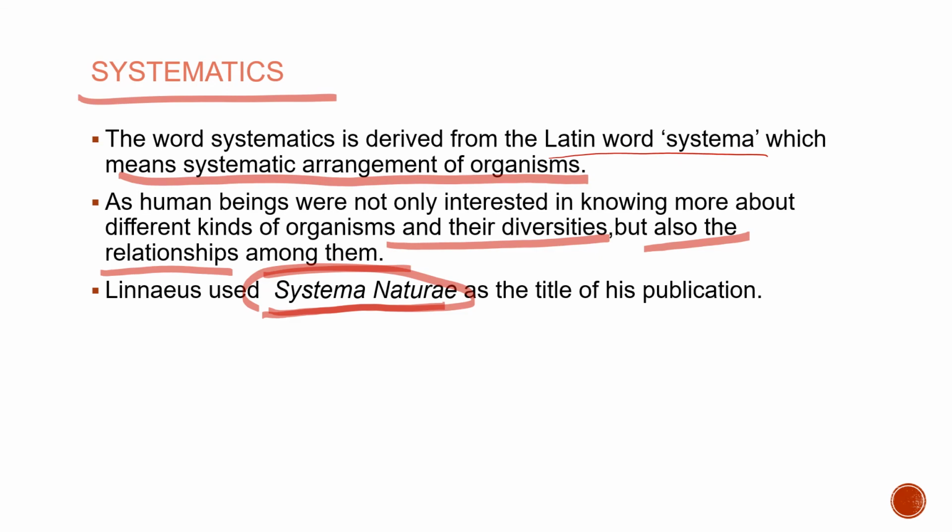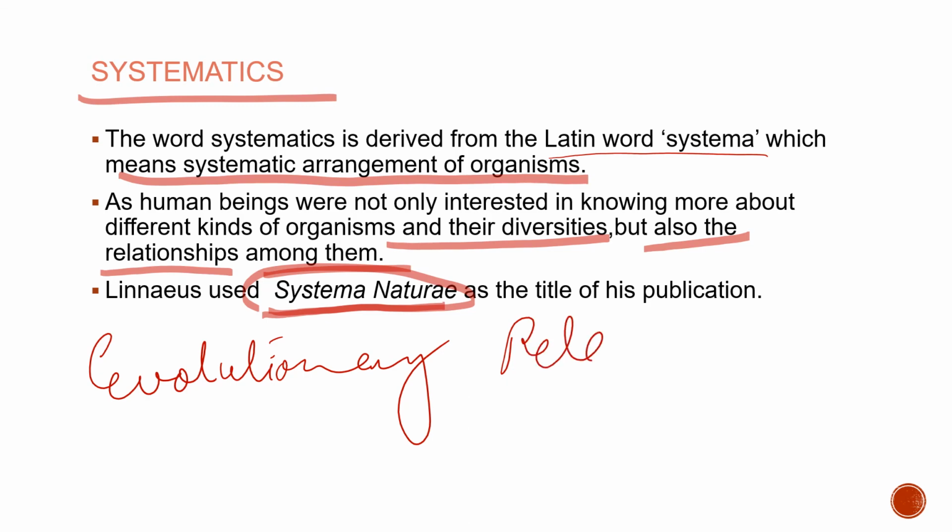The scope of systematics was later enlarged to identification, nomenclature and classification. So systematics takes into account the evolutionary relationship between certain organisms.